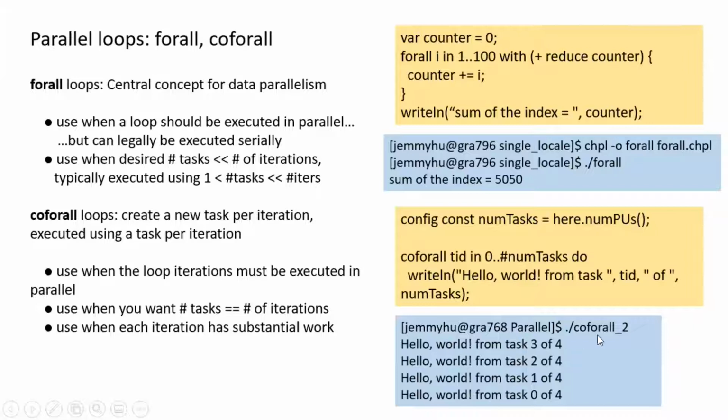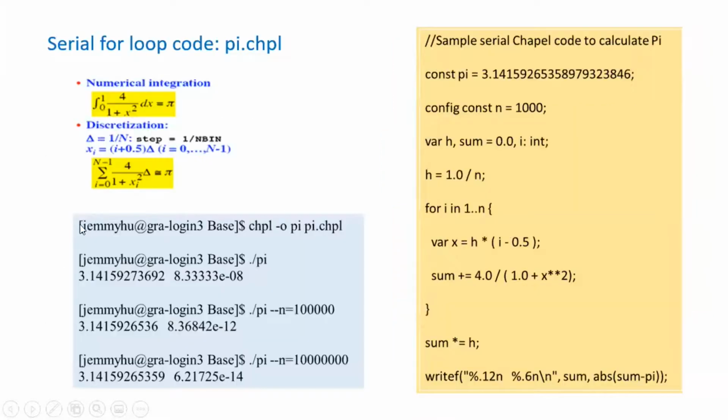So if you compare this code, you can run it. In my case, pretty much as I showed, I reserved 4 CPUs on one node. So the number of CPUs is 4, and each of the tasks ranges from 0 to 3. So there are 2 ways to do the loop parallelism. Okay.